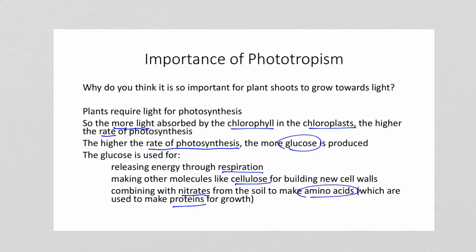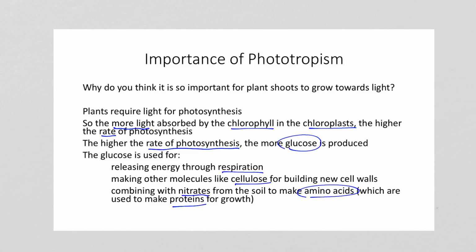So at first glance, a simple question, why is it so important for plant shoots to grow towards light? There's actually a huge amount of information and detail that you can add in. And the level of detail and number of things to add in would obviously have to do with the number of marks. But if it's a 4-mark question, a 5-mark question, and you said just because they need photosynthesis, you'd get 0 marks. You need to put in a lot more detail than that.